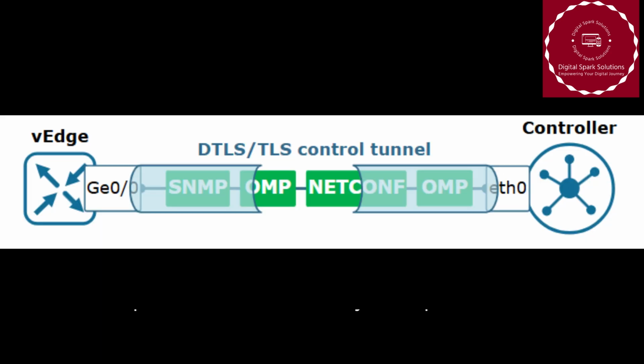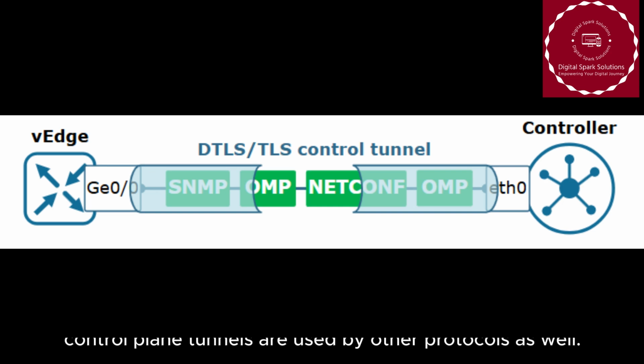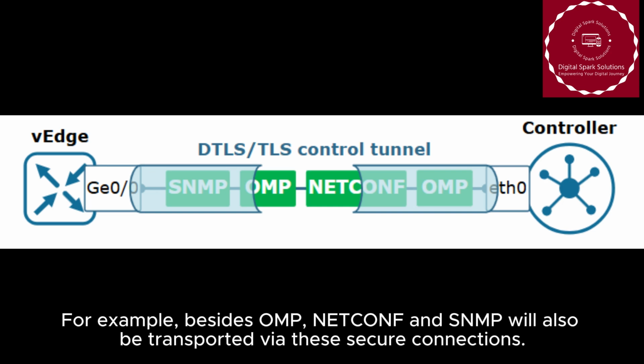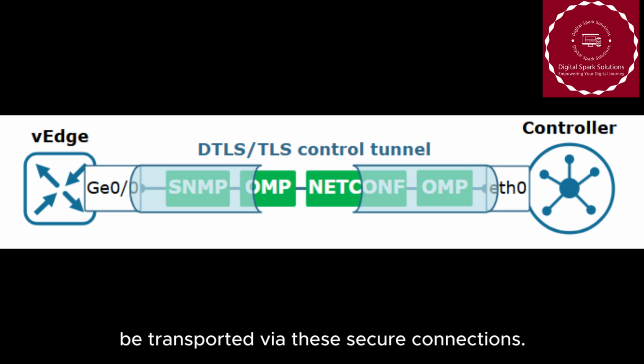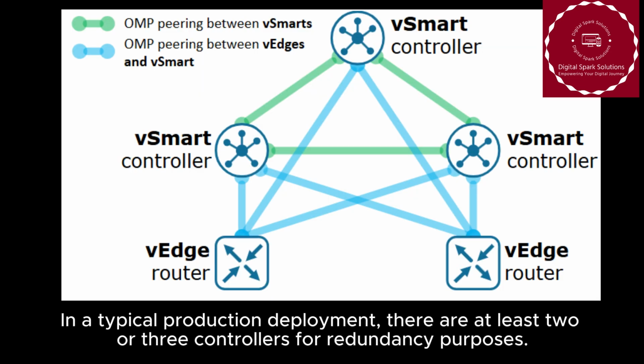Another important thing to know is that these DTLS control plane tunnels are used by other protocols as well. For example, besides OMP, NETCONF and SNMP will also be transported via these secure connections. By utilizing these encrypted DTLS tunnels, we no longer need to be concerned about the native security of protocols like SNMP, PAT, etc. In a typical production deployment, there are at least 2 or 3 controllers for redundancy purposes.